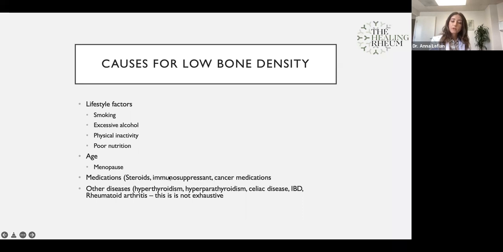Certain immunosuppressant medications like cyclosporin and things like that can cause it. Certain cancer medications can cause it as well. And then other diseases like hyperthyroid, anytime your metabolism is in a rapid state, like your thyroid working in overtime or your parathyroid is working in overtime, that can also cause you to rapidly lose bone. Certain things like celiac disease, inflammatory bowel disease, not to be confused with IBS, but this is IBD, an inflammatory bowel disease, or even rheumatoid arthritis. And again, this list is not exhaustive.